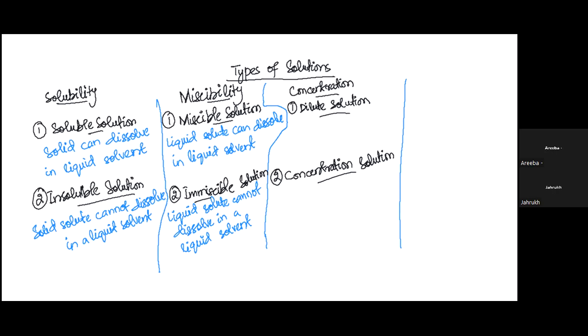Water and a juice? Water and a juice. It's a perfect example. Actually, juice is already a mixture itself, but since both are liquids, you can mix them up.